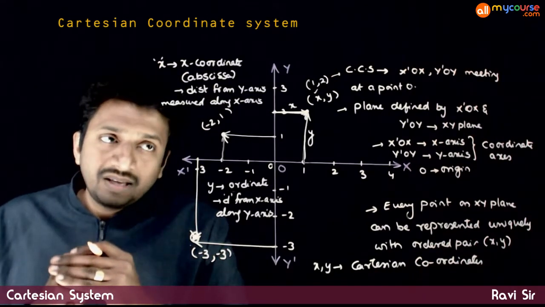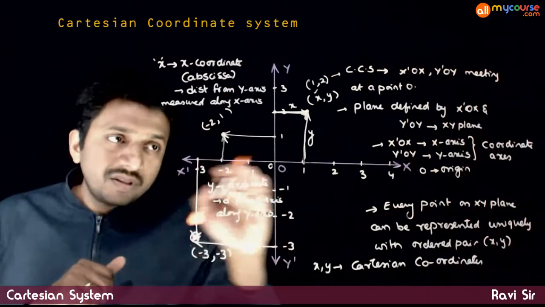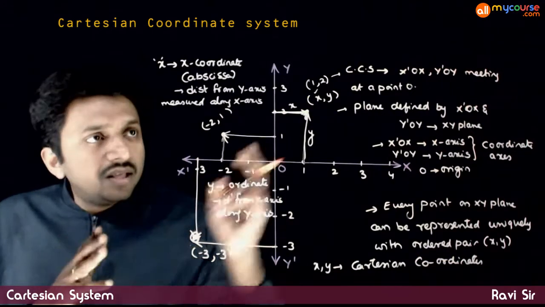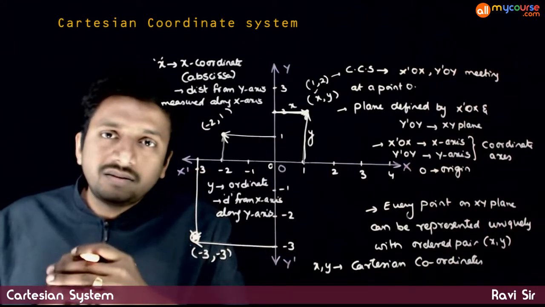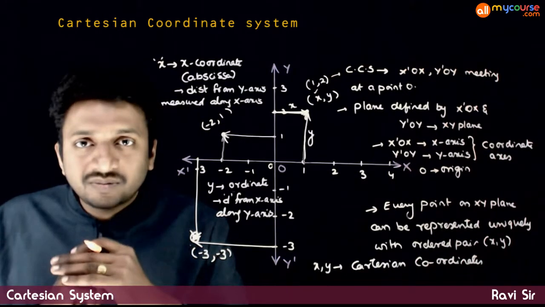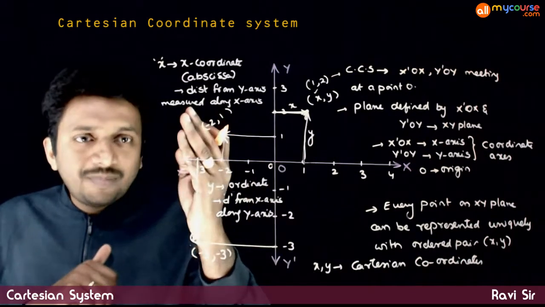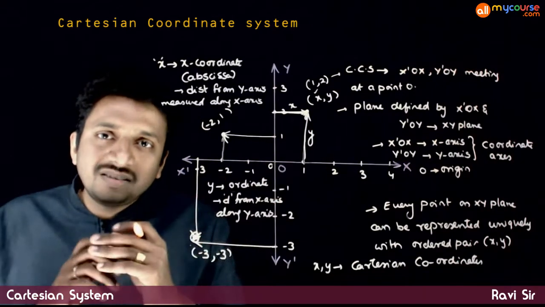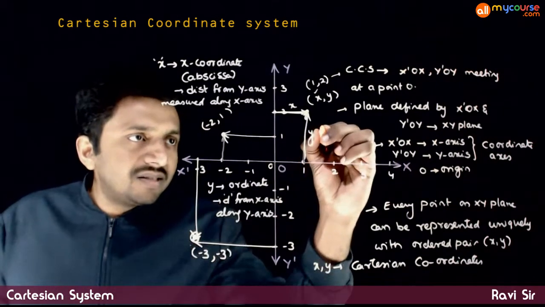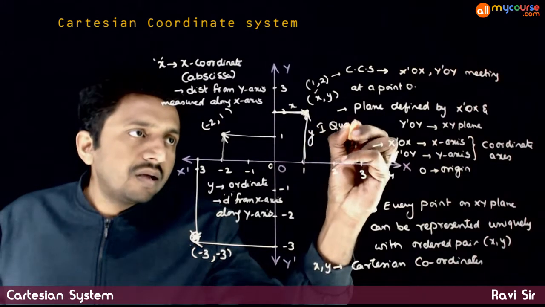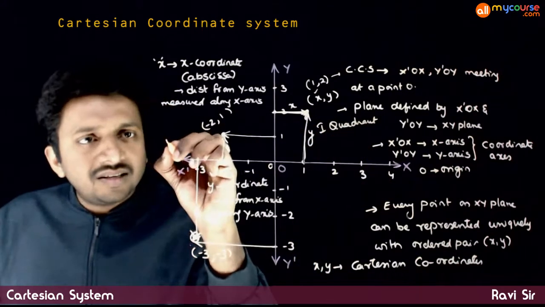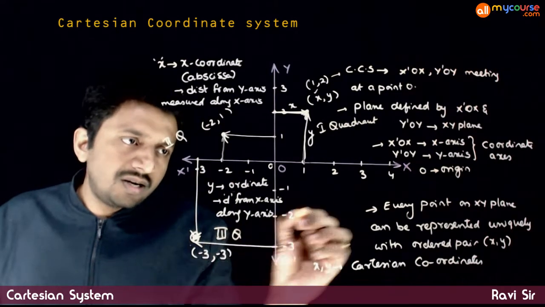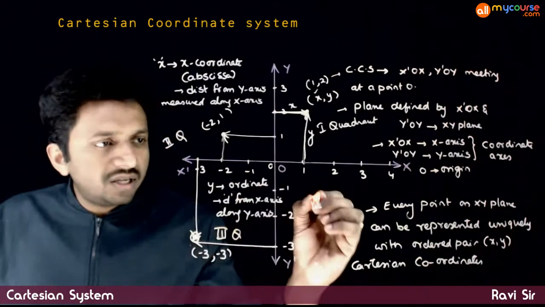Now, with respect to the coordinate axes X'OX and Y'OY, the whole xy plane is divided into 4 parts. The first part, second part, third part, fourth part. And each part is called a quadrant. This is the first quadrant, this is the second quadrant, this is the third quadrant, this is the fourth quadrant.